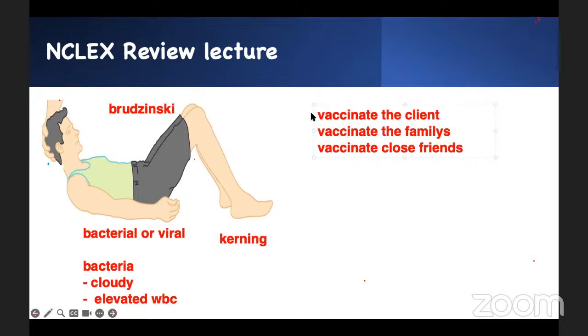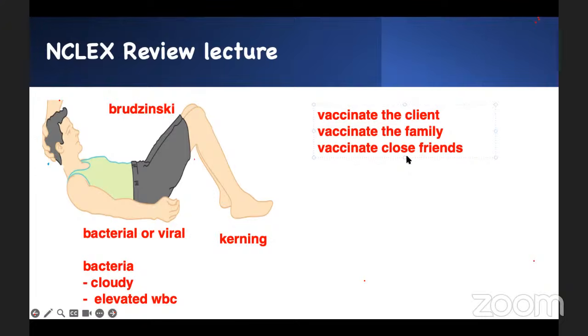Who do you think needs to be vaccinated to prevent future problems? Who needs to be vaccinated? Who needs to be immunized? Three options. Who do you want to select to immunize? Because that's very important. Who are you going to vaccinate? Because that will be part of your question, that you should do to prevent future problems.